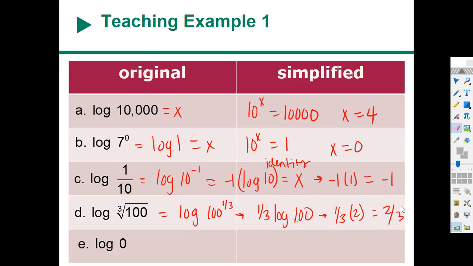All right, log 0. 10 to what power equals 0? Is that possible? No, so it is no solution. Does that make sense? There's nothing you can raise 10 to that's going to make it equal to 0.